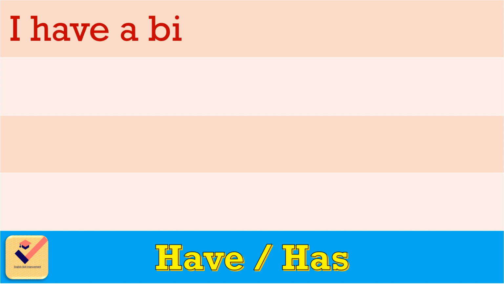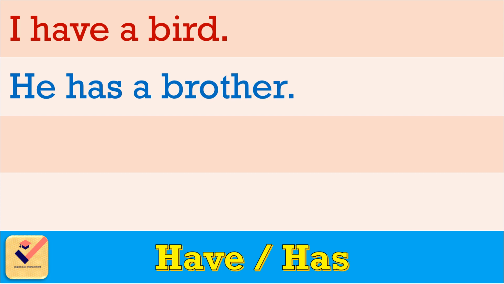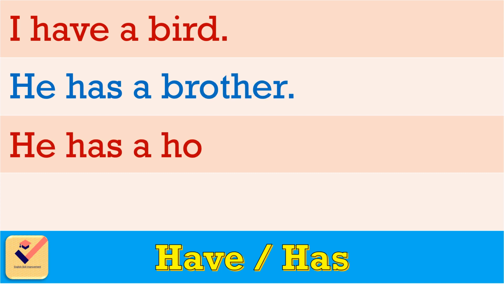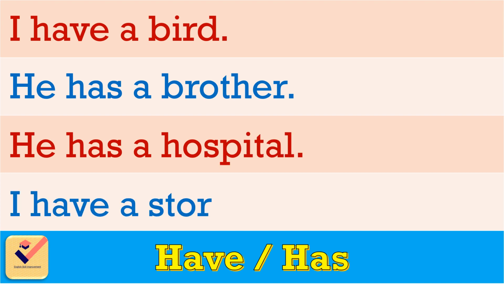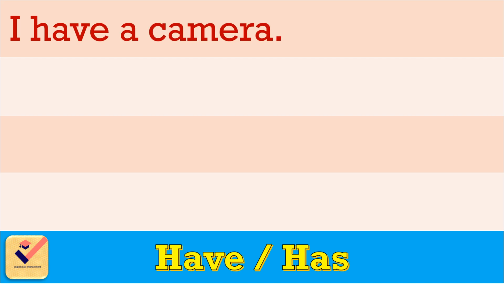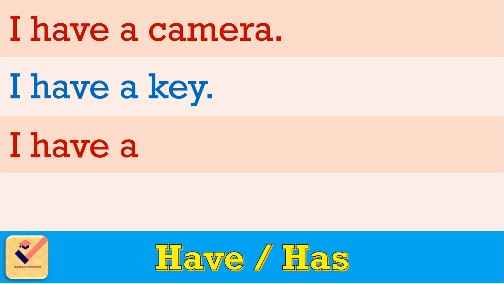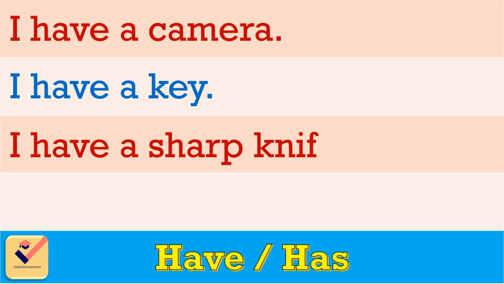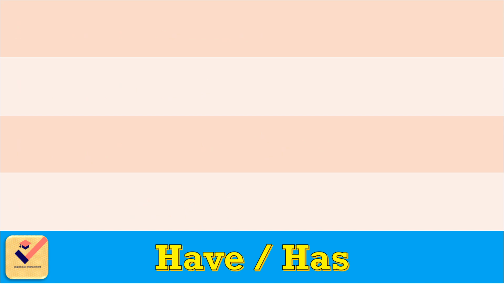I have a bird. He has a brother. He has a hospital. I have a story book. I have a camera. I have a key. I have a sharp knife. I have money. I have proof.